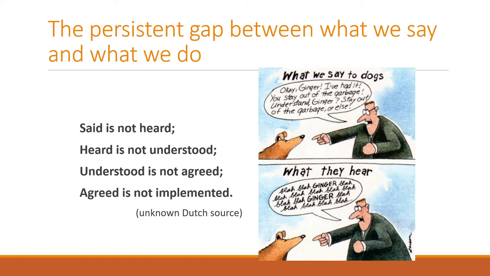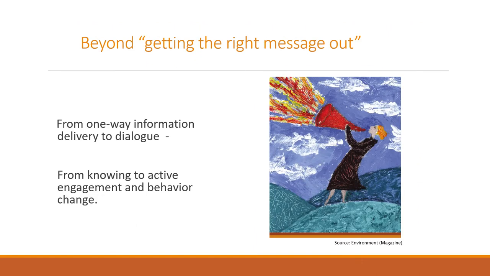So that is the challenge that effective communication has to address. It has to overcome every one of these hurdles. How do we do that? This challenge is why I think this is far more complicated than just getting the right information out. Because what if we get the right information out, the right message? It might be heard. It might not be understood. It might not be agreed. And certainly people don't necessarily act on it, right?